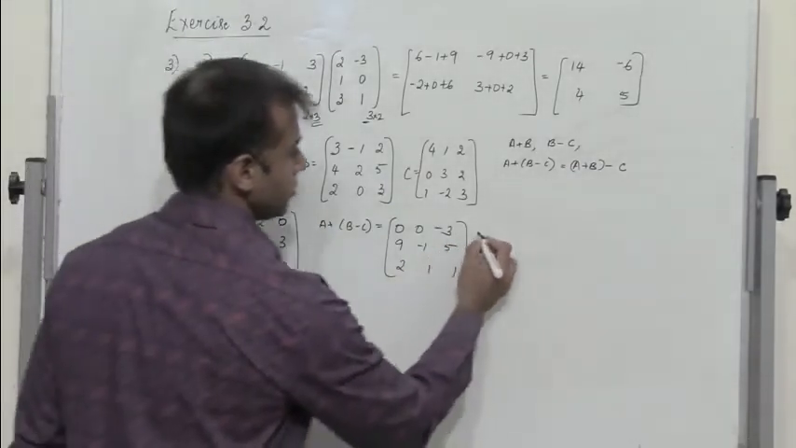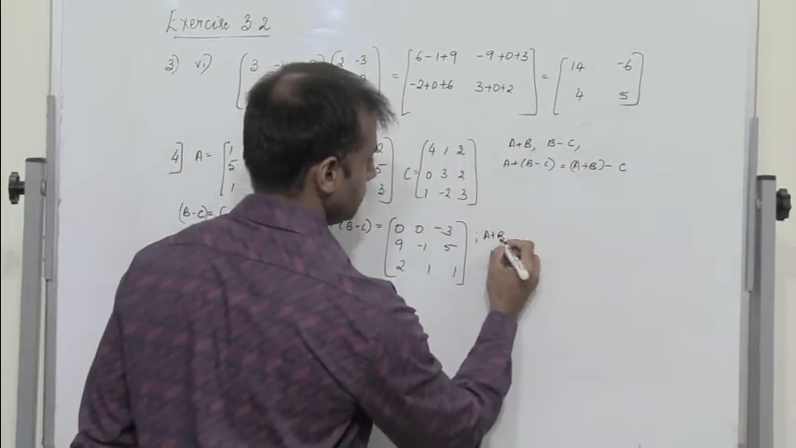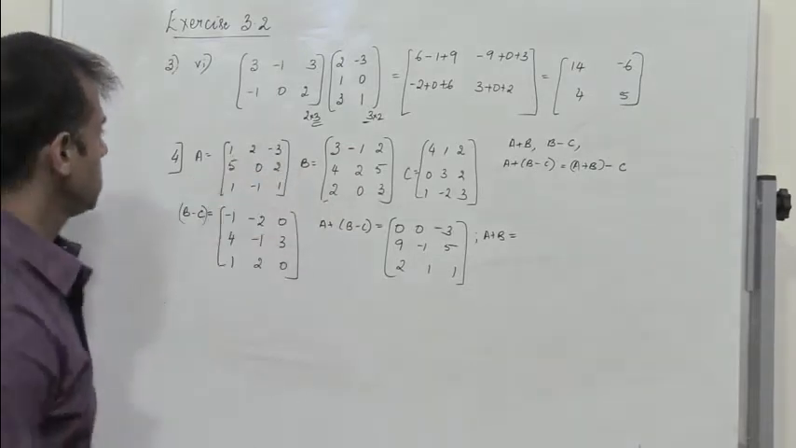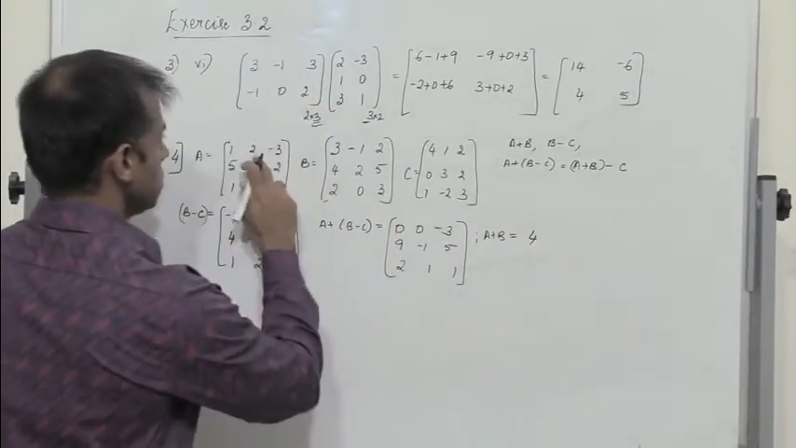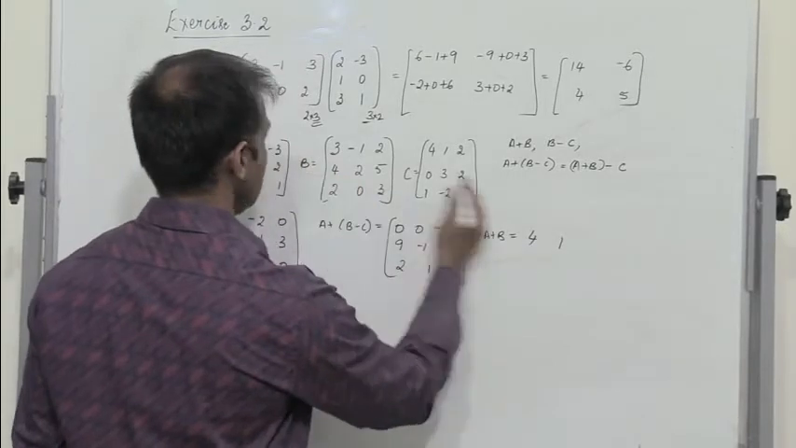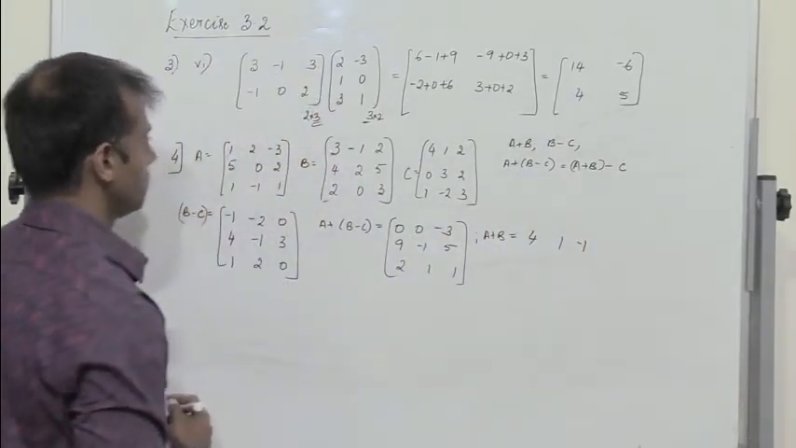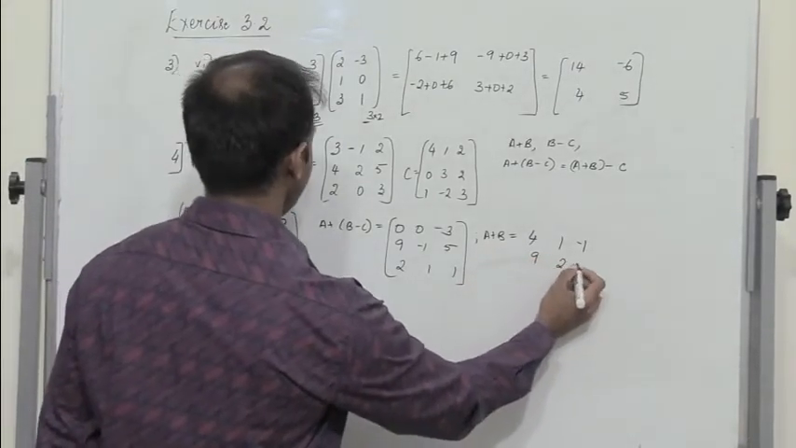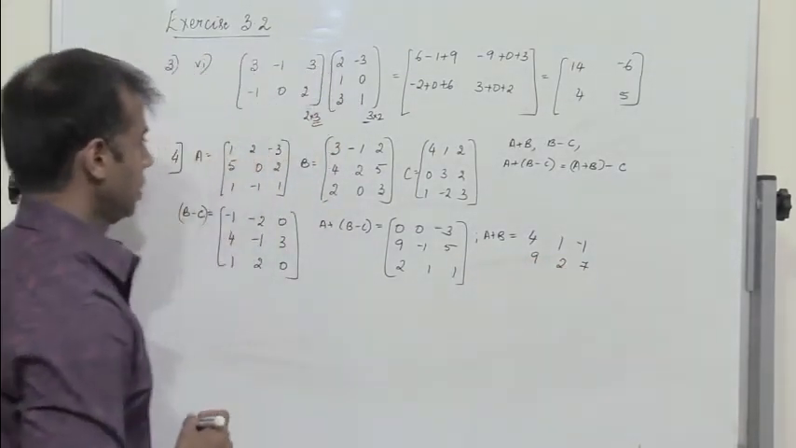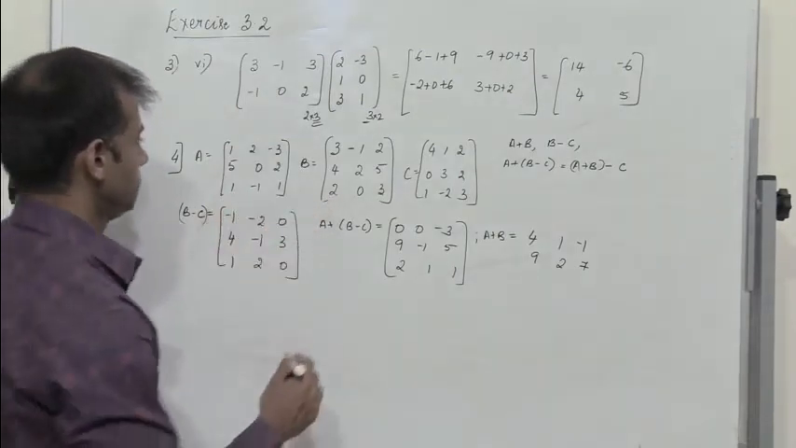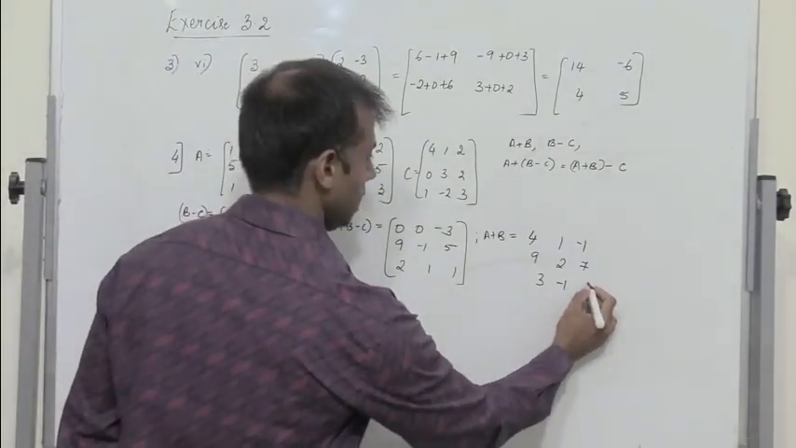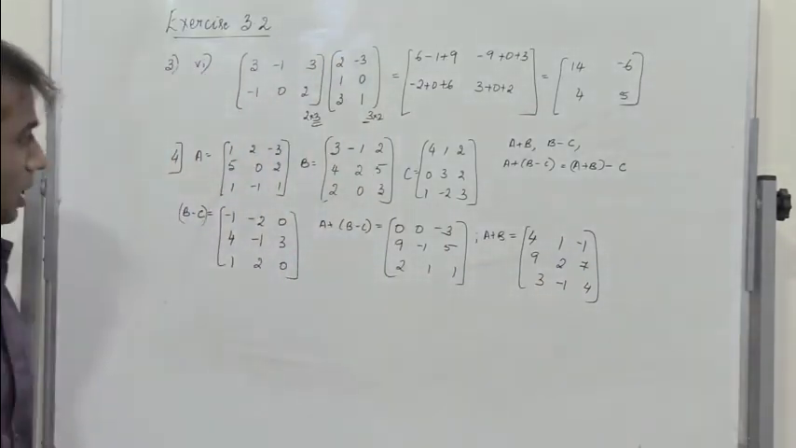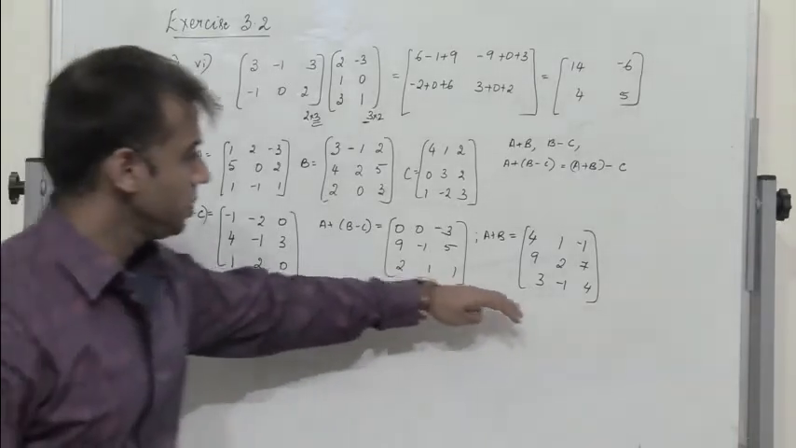So now let us find A plus B. I just need to add these two matrices. Right? So 1 plus 3 is 4, 2 minus 1 is 1, minus 3 plus 2 is minus 1. Next 5 plus 4 is 9, 2 and 7. And next I have 3, minus 1 and 4. So what am I doing? I am just adding the corresponding elements of A plus B. So then (A plus B) minus C.